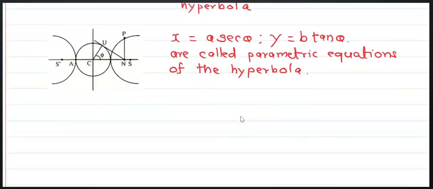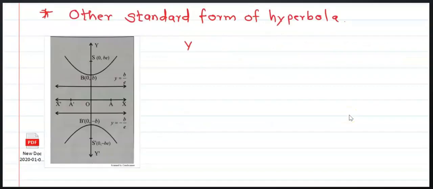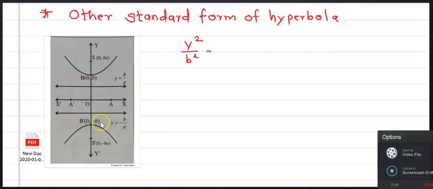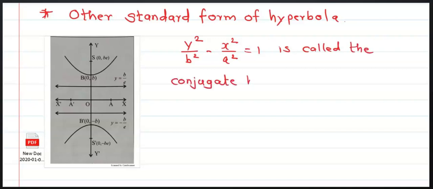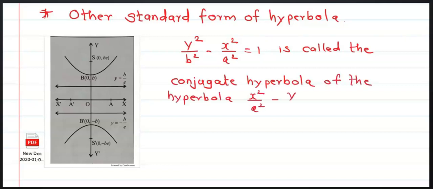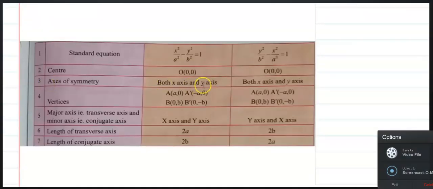Next is the other standard form of the hyperbola. This is the one where the transverse axis is along the y-axis. This is called the conjugate hyperbola. Now these are the important formulas.